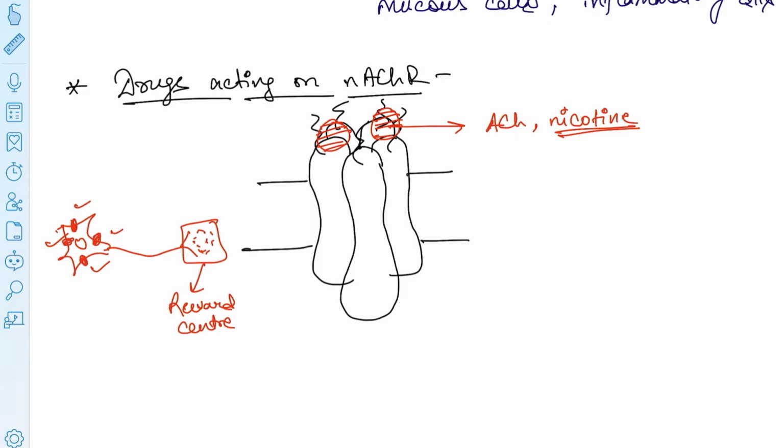Apart from acetylcholine and nicotine, which act as full agonists, we have some drugs like varenicline. Now, this drug has a special characteristic. It acts as a partial agonist of alpha 4 beta 2 receptors. So this acts as a partial agonist.